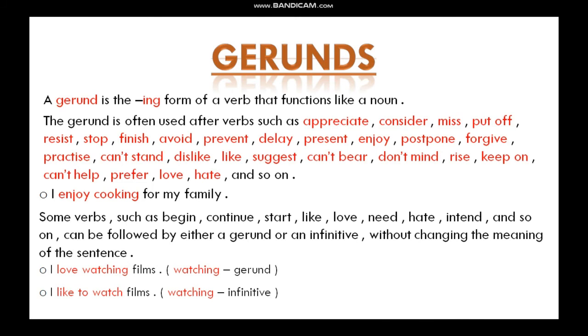The next kind of non-finite verb is gerunds. A gerund is the ing form of a verb that functions like a noun. The gerund is often used after verbs such as appreciate, consider, miss, put off, resist, stop, finish, avoid, prevent, delay, present, enjoy, postpone, forgive, practice, can't stand, dislike, like, suggest, can't bear, don't mind, rise, keep on, can't help, prefer, love, hate, and so on. For example, I enjoy cooking for my family. In this sentence, enjoy is the main verb and I have used here cooking. It is a gerund, means non-finite verb gerund, and it is functioning here like a noun.